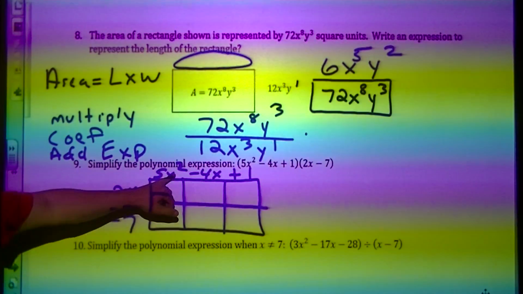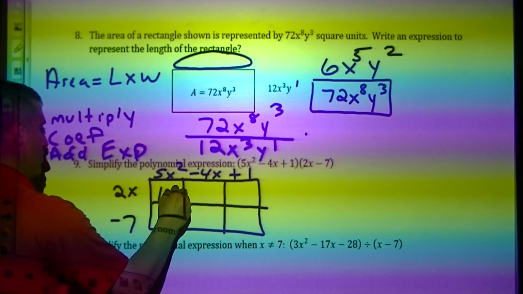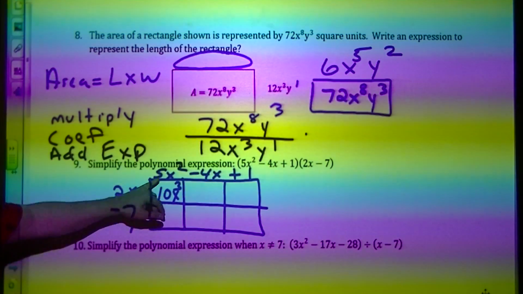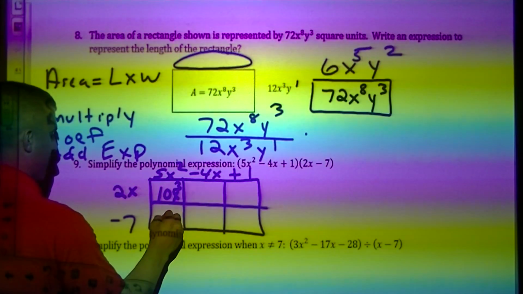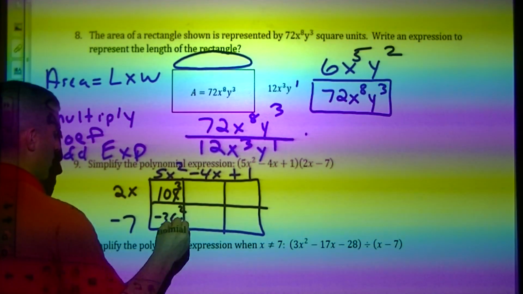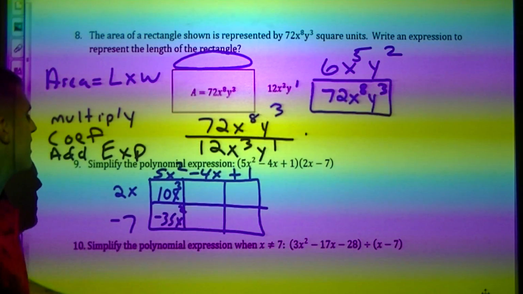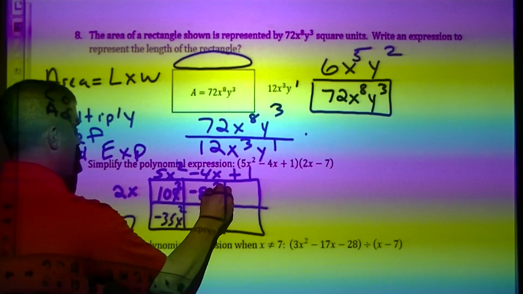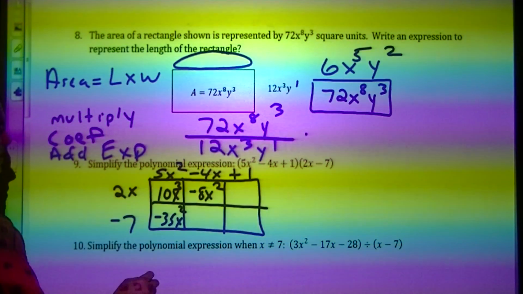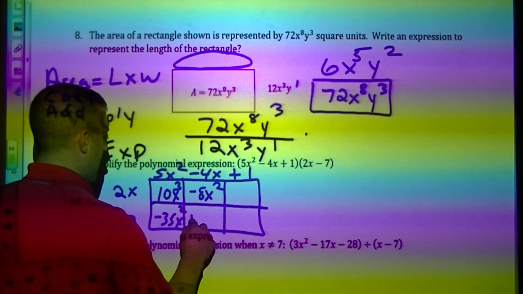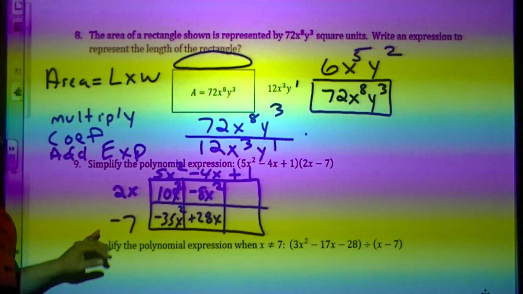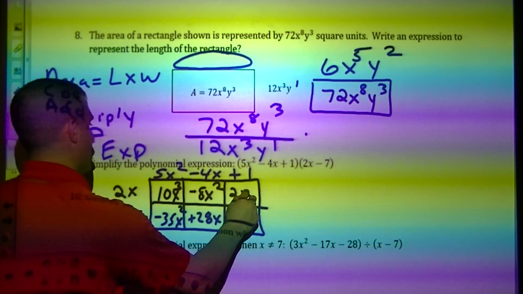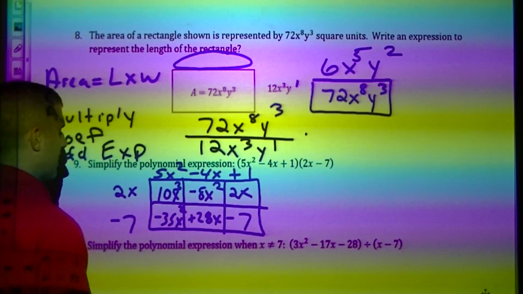2x times 5x squared would be 10x cubed. Negative 7 times 5x squared would be negative 35x squared. 2x times negative 4x would be negative 8x squared. Negative 7 times negative 4x would be 28x. 2x times 1 would be 2x. Negative 7 times 1 would be negative 7.